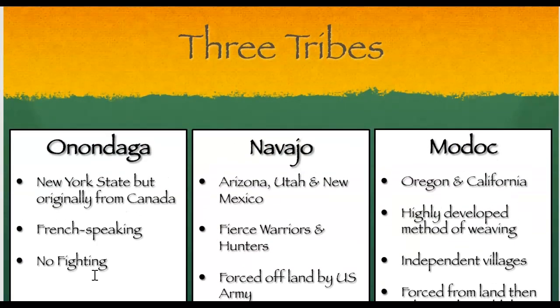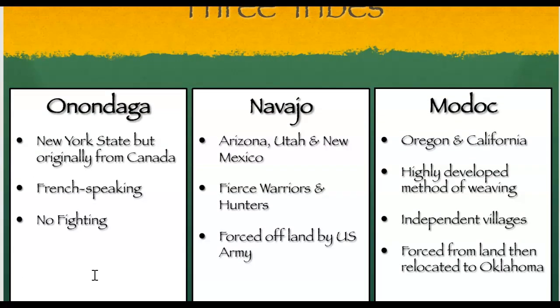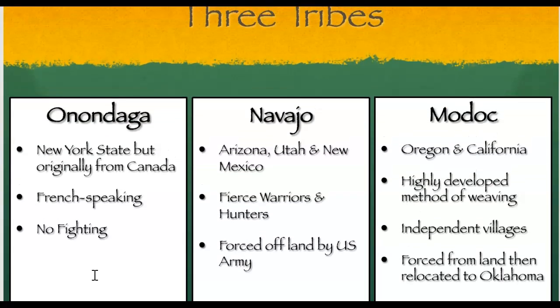So in the myths that we'll be reading this week, we have 3 tribes. The first is the Onondaga, and that is for the earth on the turtle's back. And the Onondaga were in the New York State area, but they were originally from Canada. They are French speaking and they are peaceful, no fighting.